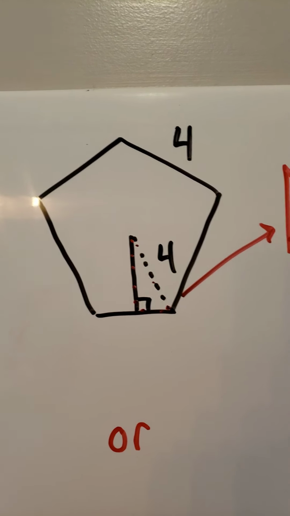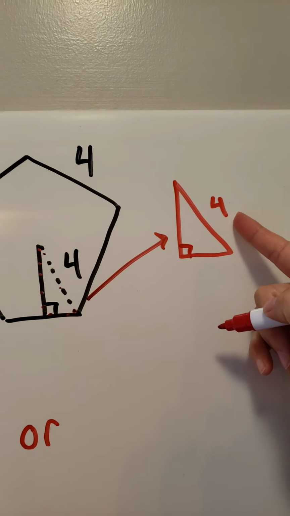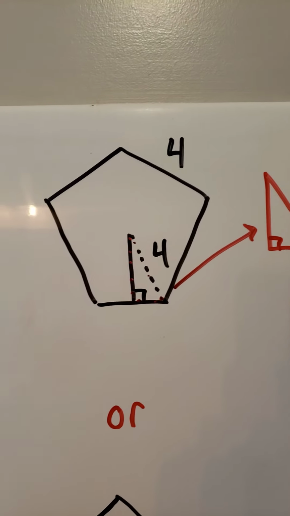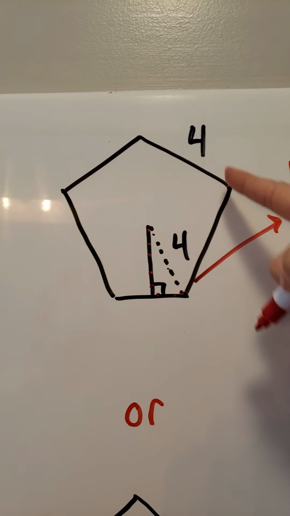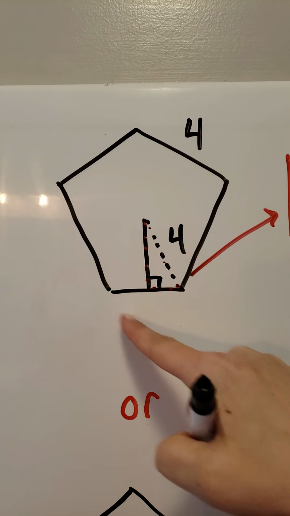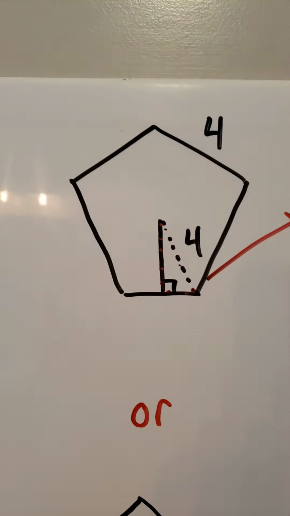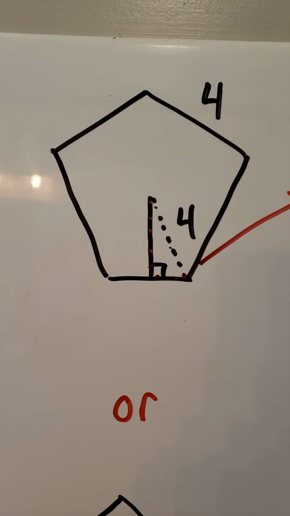This part was 4, so I put the 4 there. That means that my hypotenuse is 4. Now look at my side length here. My side length is 4. So that means this one is 4, this one is 4, this one is 4, and this one is 4, because we're assuming these are all regular polygons.